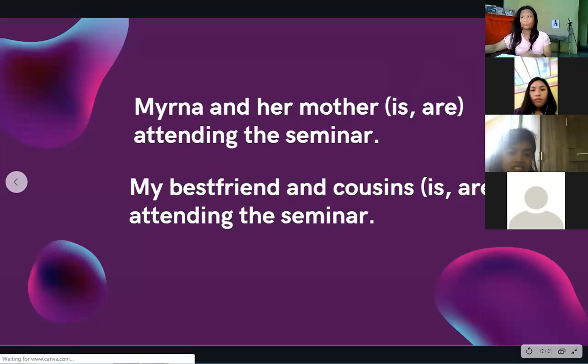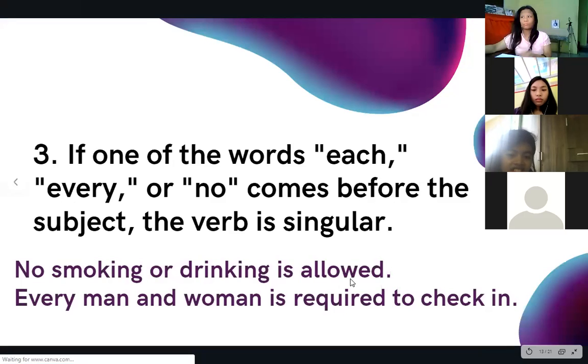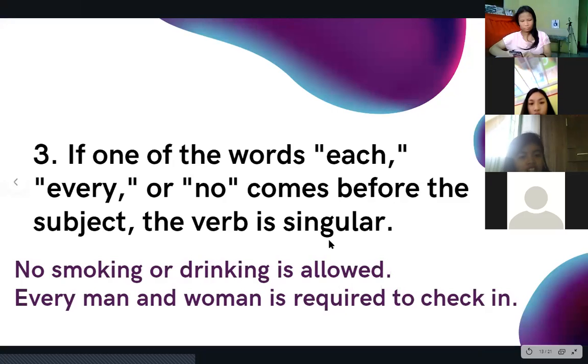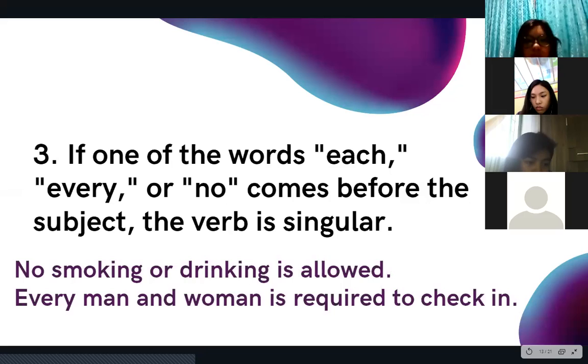So that's the second rule. We're now moving on with the third rule. The third rule is: if one of the words each, every, or no comes before the subject, the verb is singular. Remember that when each, every, and no are seen at the start of the subject of the sentence, the verb is singular. For example, "No smoking or drinking is allowed." It started with "no," so the verb is "is."